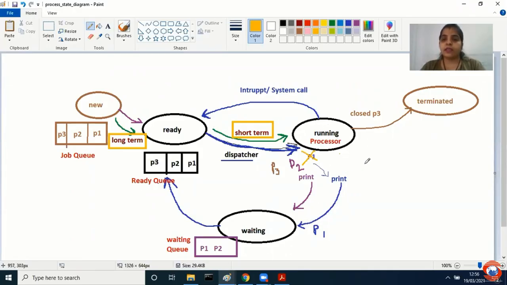That is measured as how much time it took: 1 millisecond, 2 milliseconds, 3 milliseconds, and so on. So it is basically based on how much time the dispatcher has taken to stop one process and to move a process from ready to running for its execution. That terminology is called dispatcher latency. Have you understood?